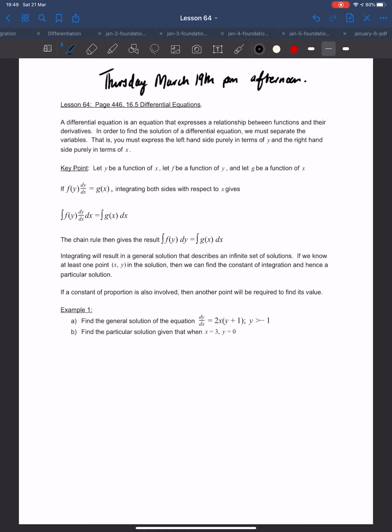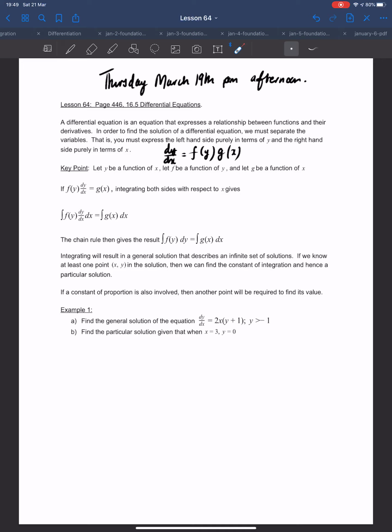So differential equations are equations where you've got an equation with a derivative in it. So you've got something like dy by dx is a function of y times a function of x. Now there's lots of different types of differential equations, but the ones that we're going to look at in this lesson are ones like this, where you've got a function of y definitely multiplied by a function of x.